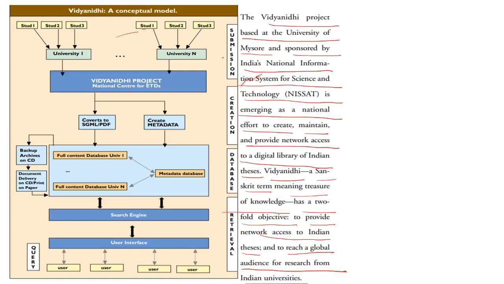See, you can see here, it is basically used to store electronic theses and dissertations. Do you understand? Here you can see the conceptual model of this. Like here, submissions, creations, database and retrieval is given. So first, students submit to the different universities in this Vidyanidhi project, and then it is converted to HTML or PDF, and the metadata is also created.